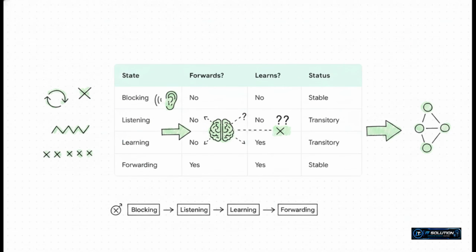But here's the catch. Transitioning these ports requires incredible care. A port doesn't just instantly flip on. It moves through these careful, transitory states to prevent accidental, temporary data loops. Think about it. If a blocking port just immediately jumped to forwarding data, it could flood the network before the other switches even had time to update their topologies. So STP essentially forces the port to pause. It transitions through listening and learning states before it is finally allowed to forward actual user data frames.